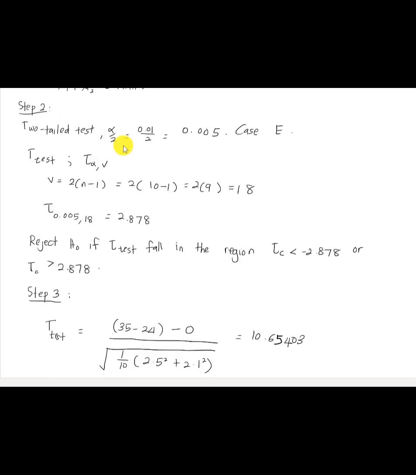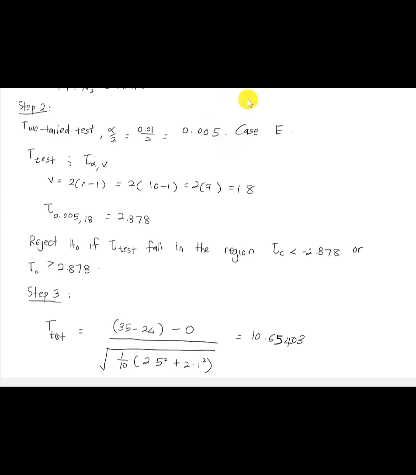Okay, so in step 2, we have a two-tail test, because we want to test the difference. When we want to test the difference, that means we have a two-tail test. So our alpha must be divided by 2. We have our alpha 0.01, so divided by 2 we get 0.005.